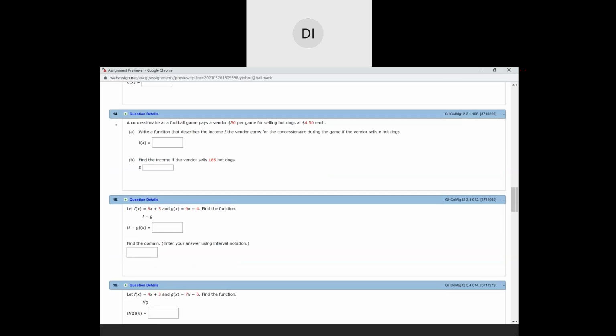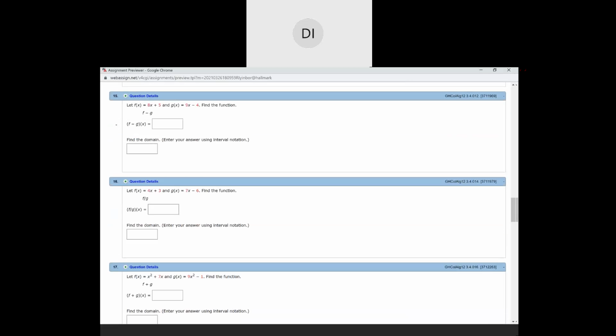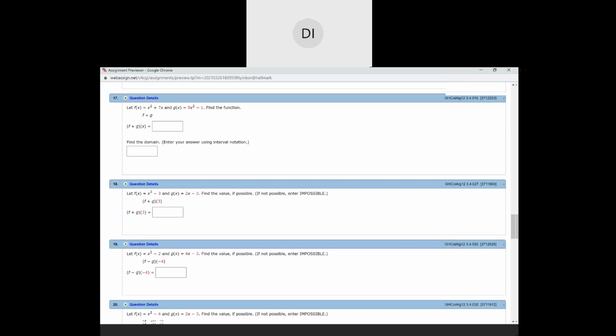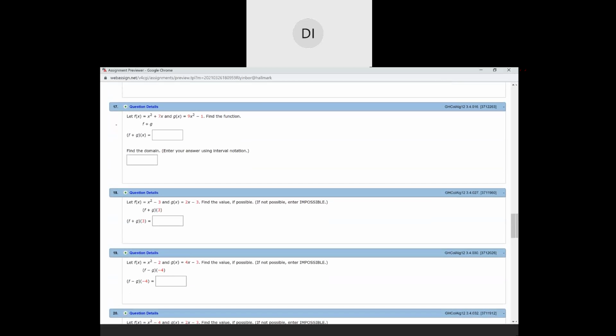And then finding the domain is exactly how you find the domain in general. Okay? I think it has a possibility of being impossible or what have you. When would it be impossible? Okay, this could be impossible if you plug in a number and you get 0 in the bottom.